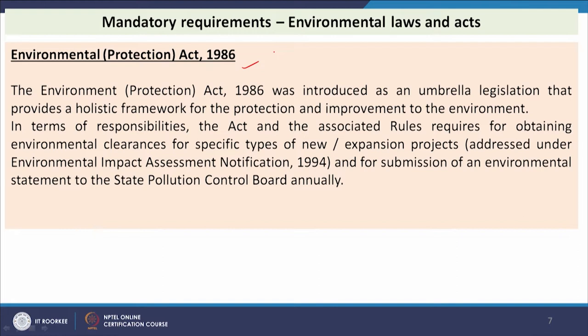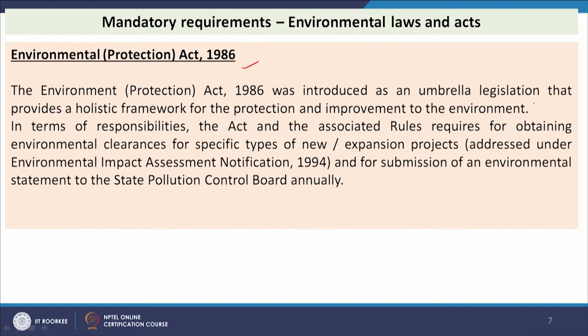So, this law certainly will be to protect the environment. When some new industry is set up, at that time it is necessary to get clearance from the government, environmental clearance from the government. Either environmental assessment is required or necessary steps should be followed. So, the Environmental Protection Act 1986 was introduced as an umbrella legislation that provides a holistic framework for the protection and improvement of the environment.